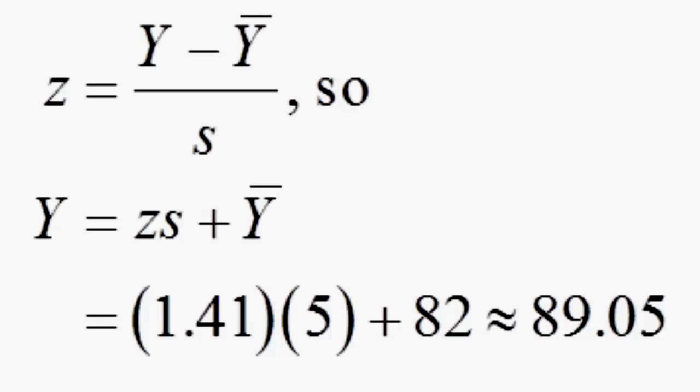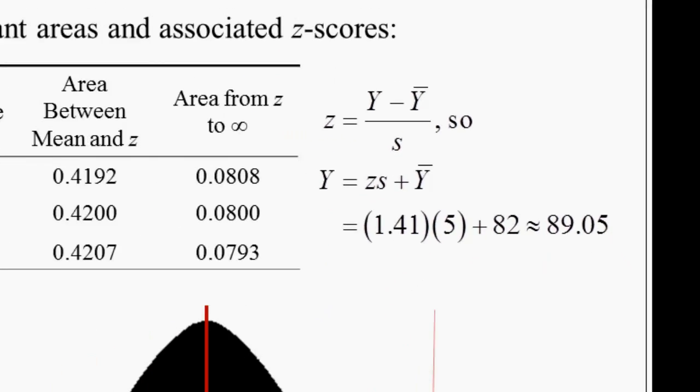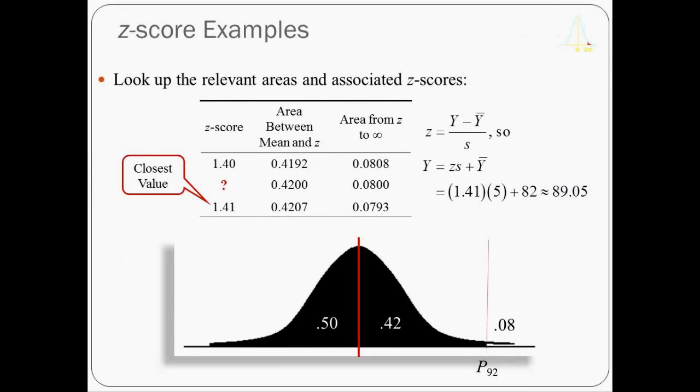My raw score, or my test score, is going to be equal to the z-score I looked up in the table, 1.41, times the standard deviation, plus the mean of the test scores. And I find out that the 92nd percentile is equal to 89.05, meaning for people that have scores of 89.05, their score was equal to or greater than 92% of the people who took the test. And alternatively, it means that 8% of the people who took the test scored higher than them.